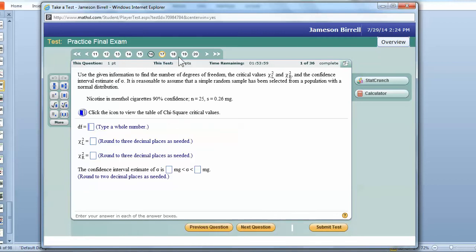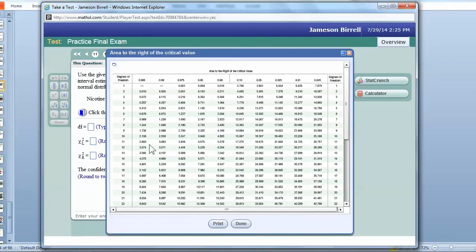Number 17, also from section 7.4, says use the given information to find the number of degrees of freedom, the critical value, this is the left critical value of the chi-square distribution, and the right critical value of the chi-square distribution, and the confidence interval altogether to estimate the standard deviation. Is it reasonable to assume that the simple random sample has been selected from a population with a normal distribution? Sorry, it is reasonable to assume. Okay, so that just means that we can run the numbers, and so we are going to use this chart, which is also on our formula sheet, to get our critical values.